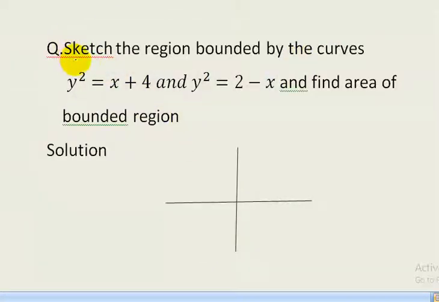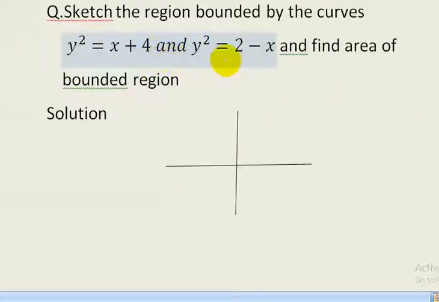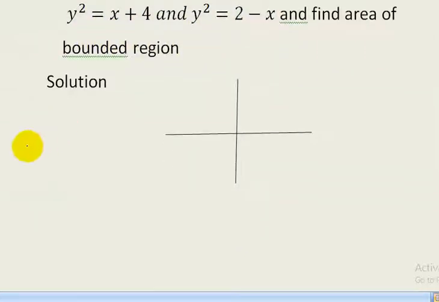Now we solve a question. Sketch the region bounded by the curves y square equal to x plus 4 and y square equal to 2 minus x, and find area of bounded region. First we sketch the area bounded by these two curves, as these two curves represent parabolas. So first we sketch the graph of these two curves.